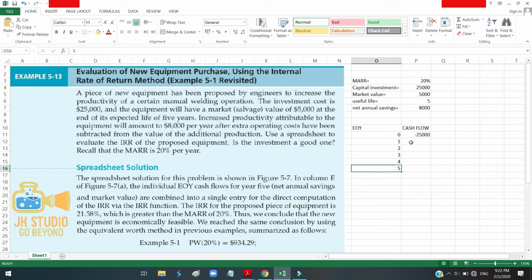And then at the end of the first year, second year, third year, fourth year, and fifth year, we also will get a saving of 8,000 by implementing this system. So the cash flow is 8,000 every year, and then we can just drag all the same. And at the end of year 5, there will be a market value of 5,000, so we also get back 5,000.